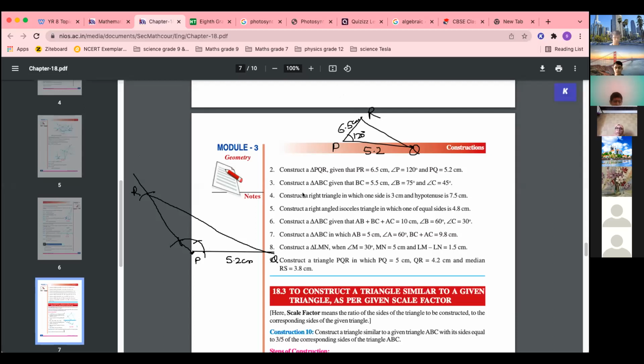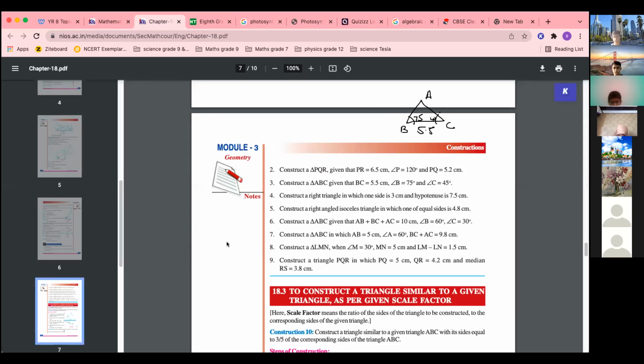Next is Khadija, construct a triangle ABC. BC is 5.5. Angle B is 75. Angle C is 45. How will you draw, Khadija? First, we can make BC as base 5.5, and then we can measure 75 degree from a protector. How will we do 75? Tell me. Okay, you are making it using a protector. Draw 75 degree you can do. Otherwise, how can you do?